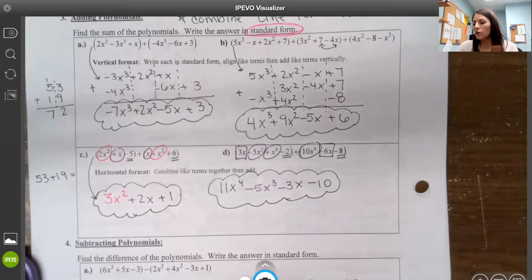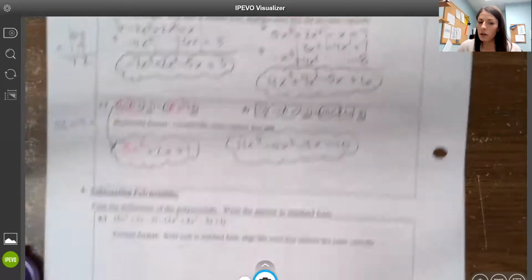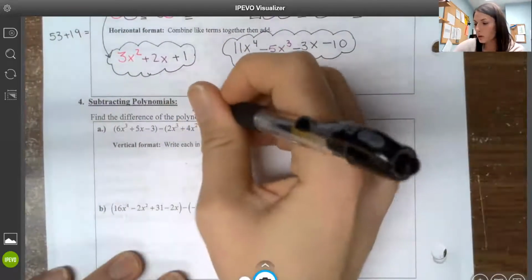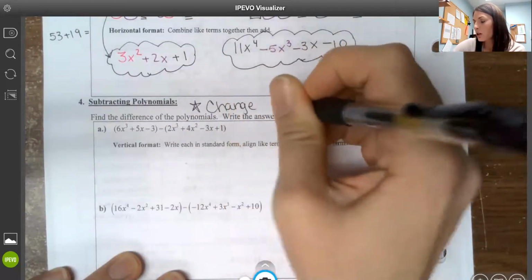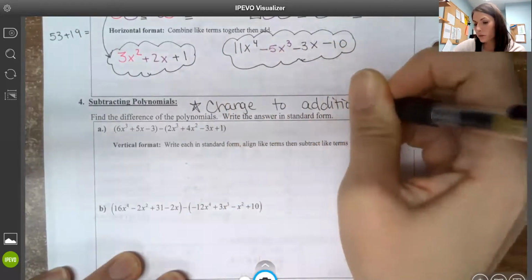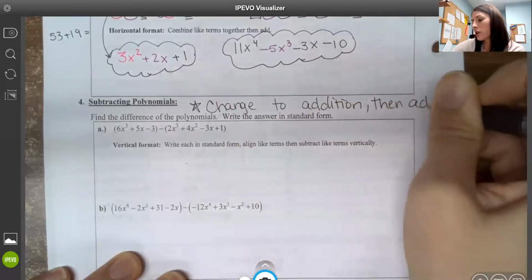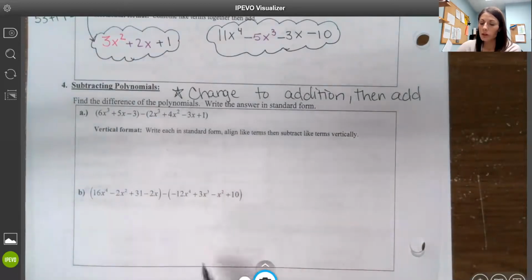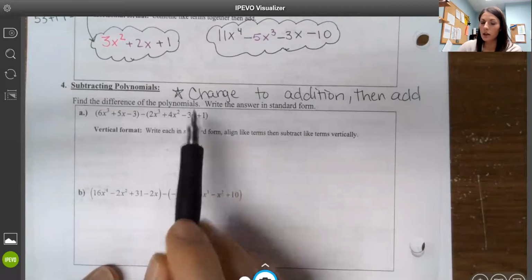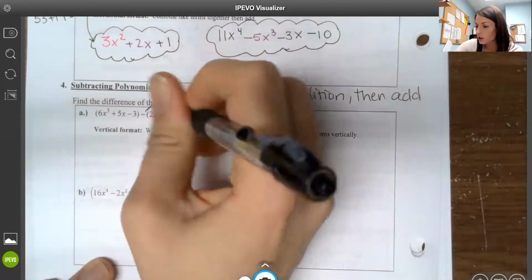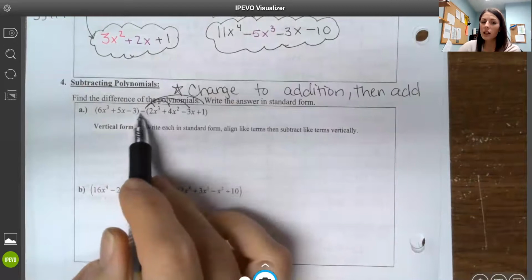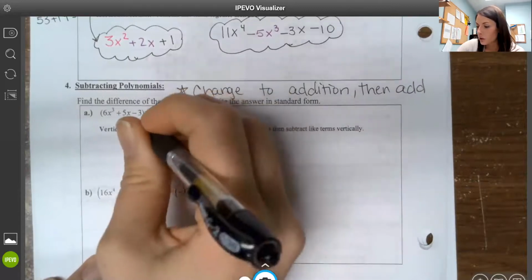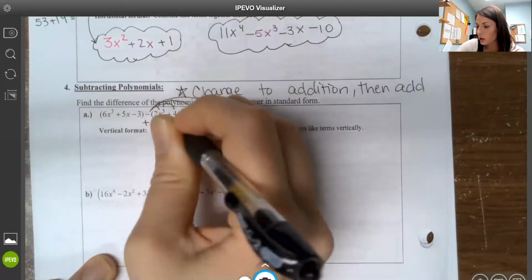Okay. Now, subtracting polynomials is essentially going to be the same procedure. The difference is that we are never going to actually subtract. We're always going to change to addition first and then add. So we're going to do exactly what we did up above, but instead we're going to rewrite the problem first. Meaning, instead of subtracting, really we want to distribute. And the reason we do this is because that negative, that subtraction, is going to impact all 4 of these terms. So I'm going to distribute that negative through and rewrite it as addition, and it's going to flip all of these signs around.